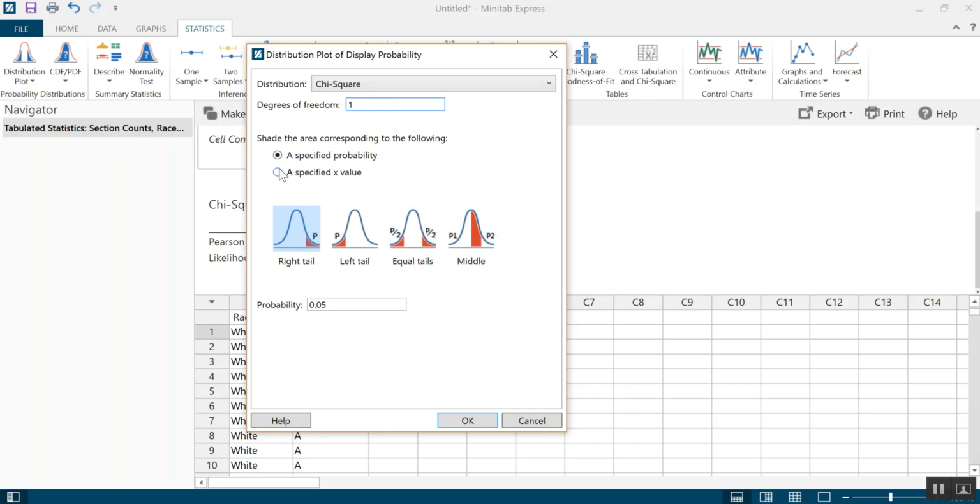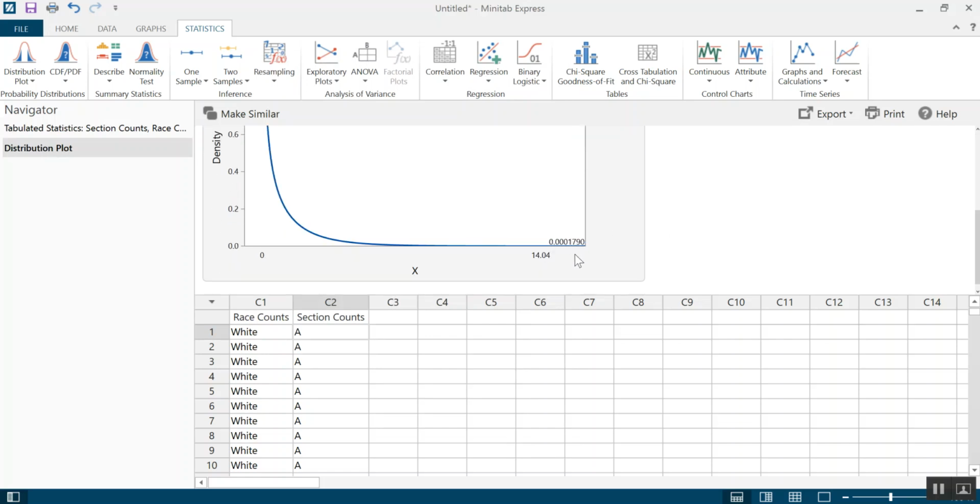And then I want to do an x value, and I want to do a right tail because the chi-square test is always a right tail test. And then I'm going to put in my chi-square test statistic because that will be the border of my chi value. And now we're going to hit OK, and it's going to produce a graph for you that will have a little bit more of an accurate probability for you.